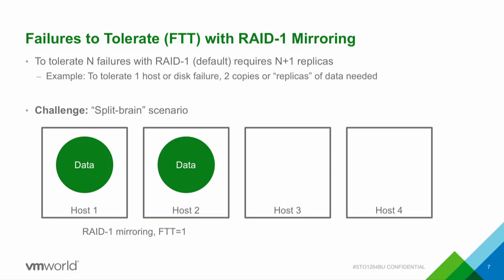Now, in this particular example, you see 2 copies of the data. So in this case, failures to tolerate was set to 1. If you would set failures to tolerate to 2, you will get 3 copies of the data, and so on.